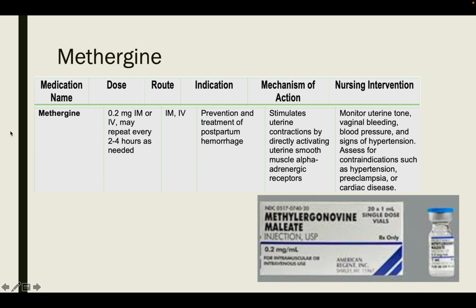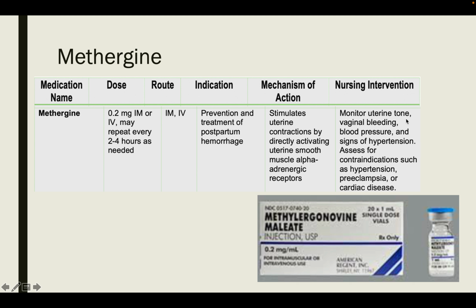Methergine, it's an IV medication, most likely provided in the labor and delivery unit, or in the postpartum unit as an IM medication. We use it to prevent postpartum hemorrhage. Okay, and it will stimulate uterine contraction. It's an alpha adrenergic receptor agonist, and once we increase the uterine contraction, hopefully, if you consider other factors that prevent or cause postpartum hemorrhage, we can control postpartum hemorrhage, inshallah.